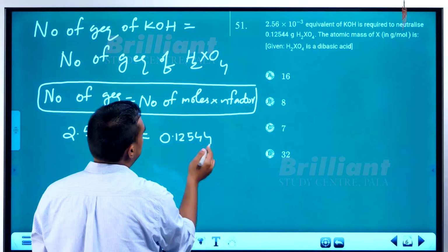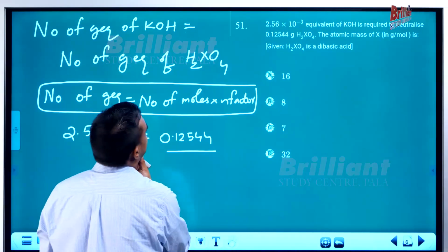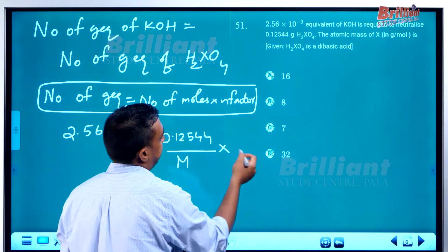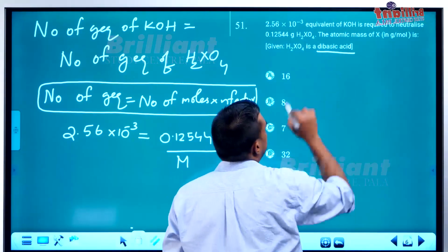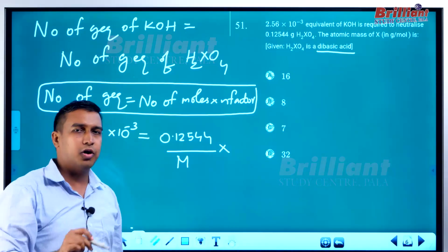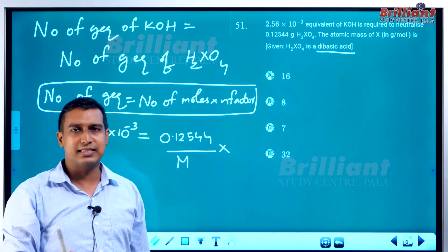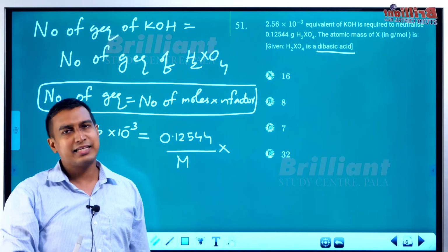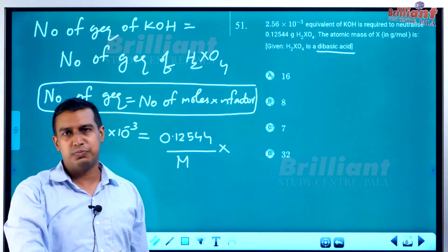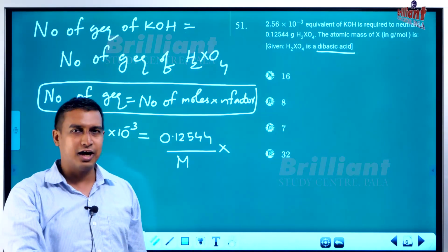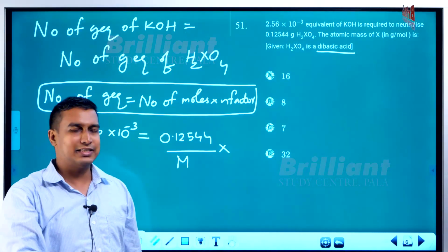0.12544 divided by molecular weight M into n factor. They have given you the n factor. For an acid, it is the number of replaceable H plus ions. When they say it's dibasic, the meaning is that our particular acid can neutralize 2 OH minus ions. That's why we call it dibasic. That means it must have 2 H plus. So the basicity of our acid is coming as 2.